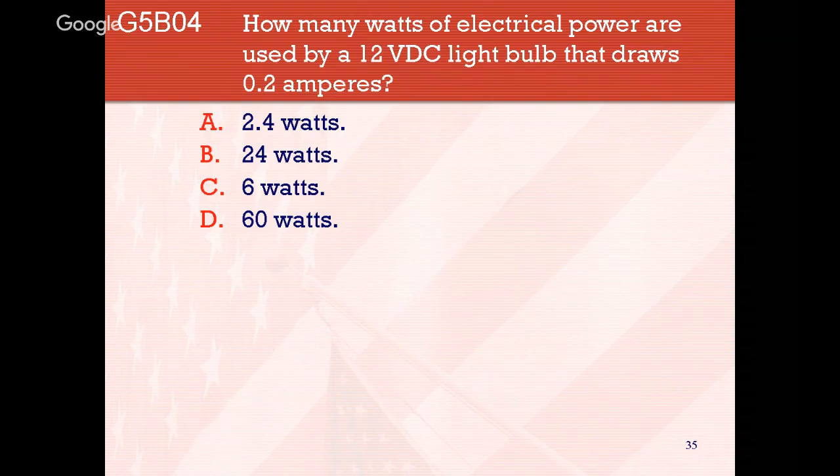How many watts of electrical power are used by a 12 volt DC light bulb that draws 0.2 amps? If you just remember your formula, it's so easy. All you're doing is multiplying 0.2 by 12, and you're coming up with 2.4 watts.